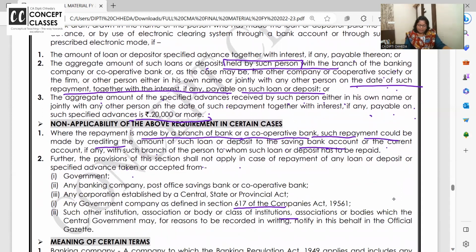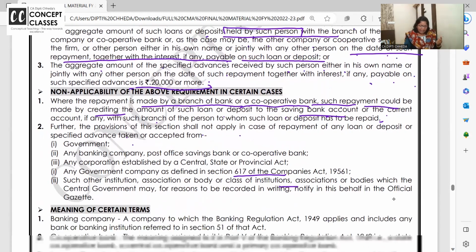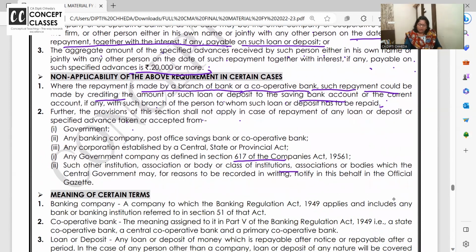And where repayment is made by bank or cooperative and all, they also cannot pay in cash, but they can transfer to your saving account, no problem. And here, provisions of this section will not apply in case of repayment of loan or deposit or advance taken or accepted from government, banking company, corporations and all that. Now you must be thinking here also they have written the bank. Banks can transfer to your saving or current account.